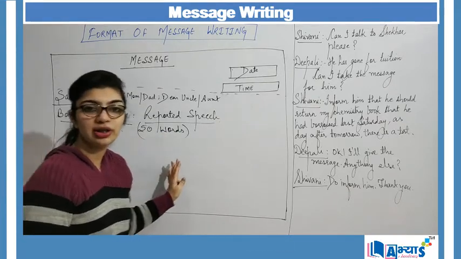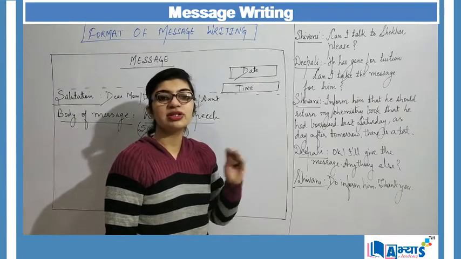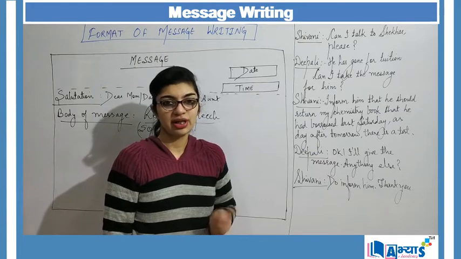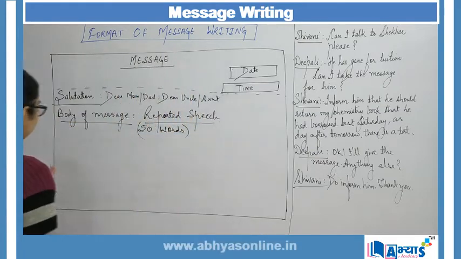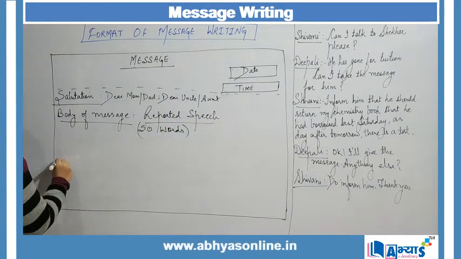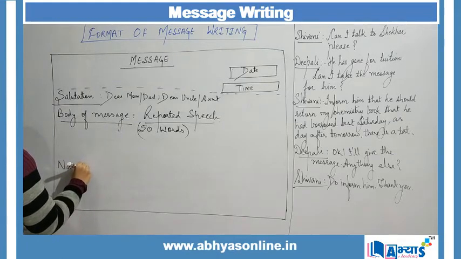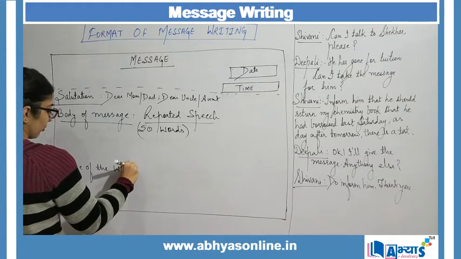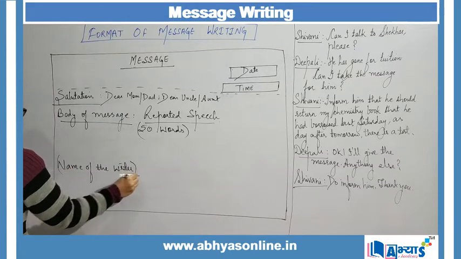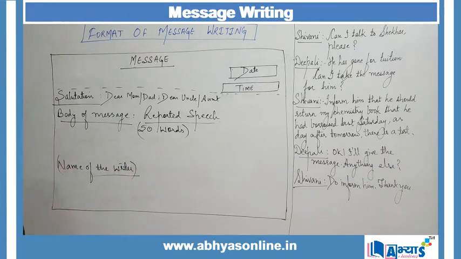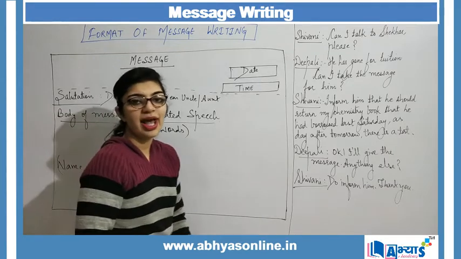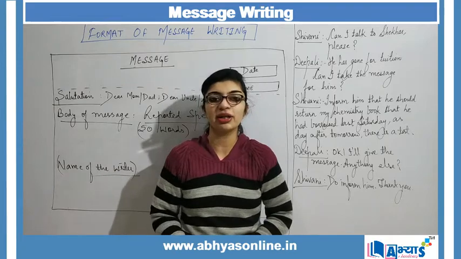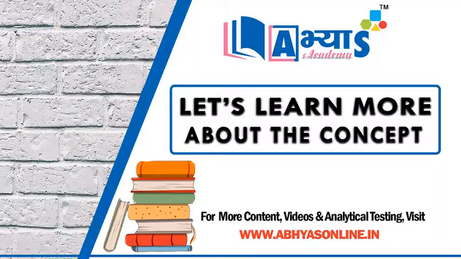It should be short. It should contain all the information told by the speaker, but you should not add your information in the message. Then last you will write your name. The name of the writer will be over here. This is how you write your message. And now we are going to understand the concept of message writing through an example.